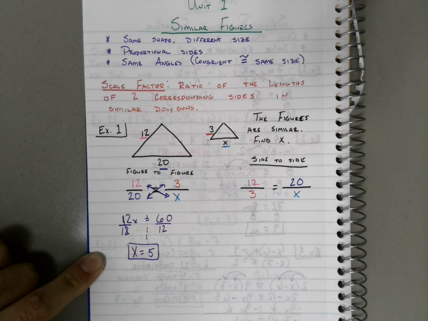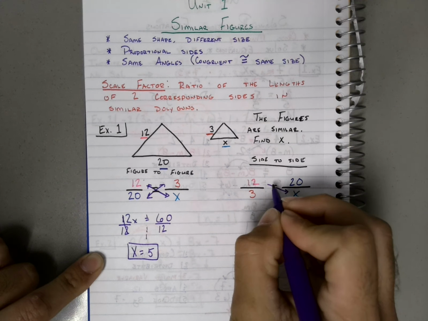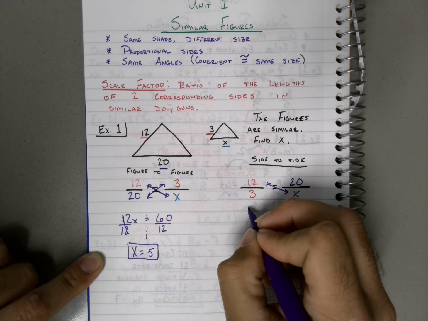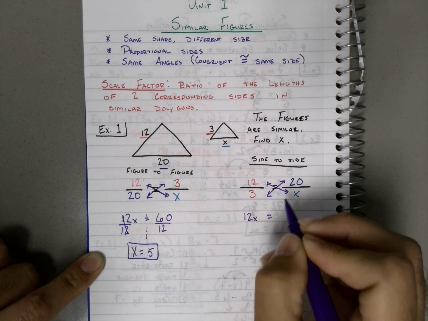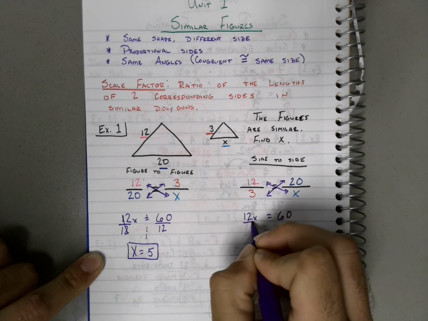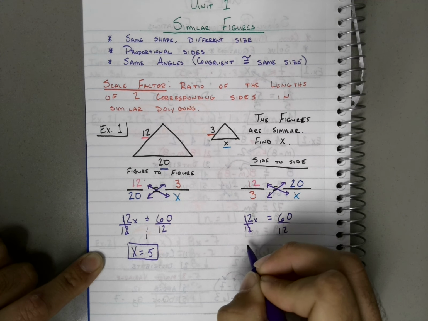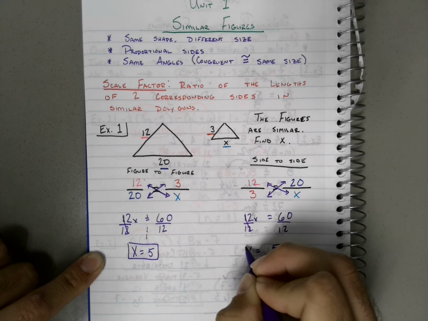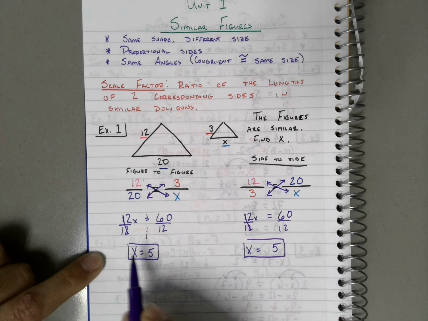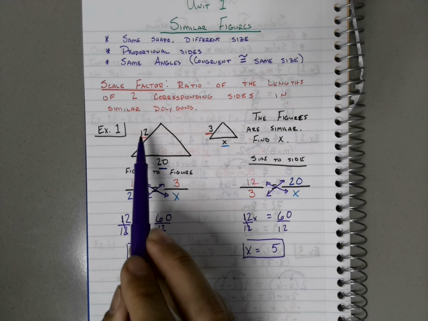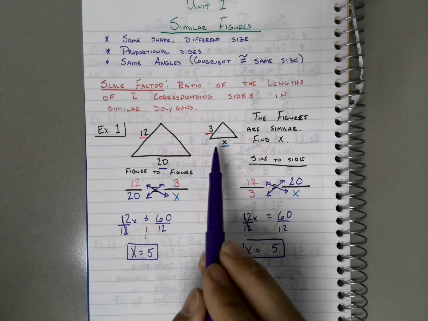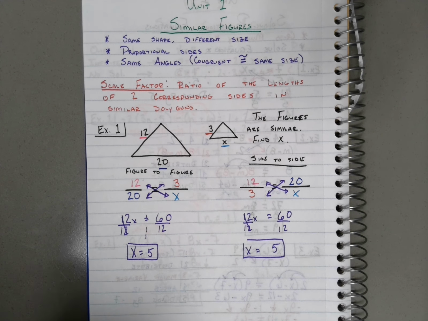X will equal 5. Let's see if we get the same answer here. What's 12 times x? 12x equals, what's 3 times 20? 60. Divide by 12. Divide by 12. X equals 5. Same exact answer. Two different ways to set up our proportion. You have figure to figure, so you can do your side over your side, and then your same side over your same side, or you can do side to side and side to side. Either way, you'll get the same answer. Whatever makes more sense to you.